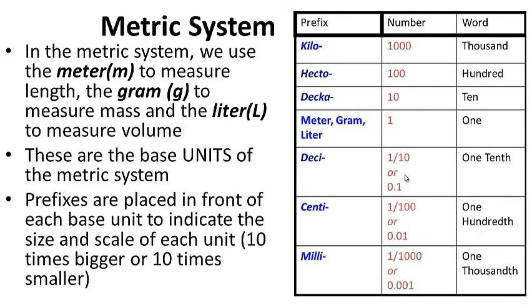Then we simply place prefixes in front of them to indicate the size and scale of each unit, whether it's 10 times, 100 times, or 1,000 times smaller, or 10 times, 100 times, or 1,000 times bigger. So remember, if it has milli in front of it, you're probably measuring something that's very small. If it has kilo in front of it, you're probably measuring something that's much larger.